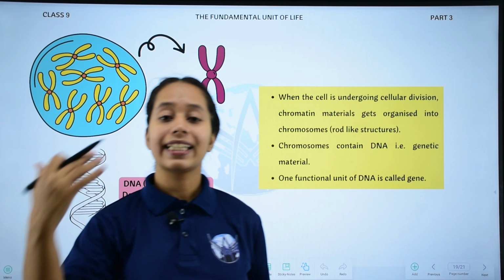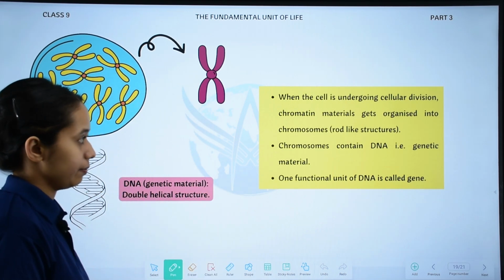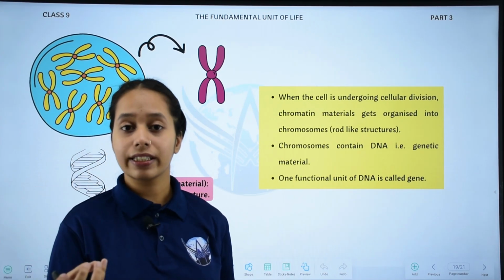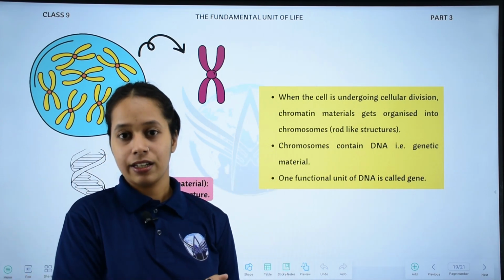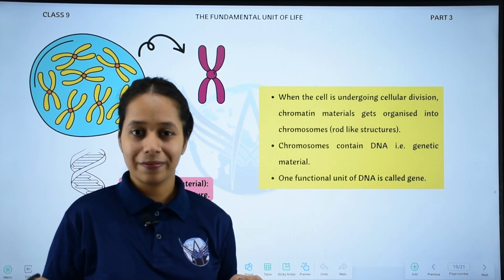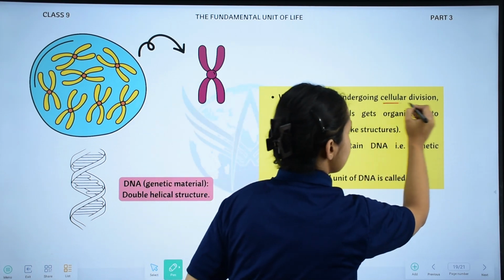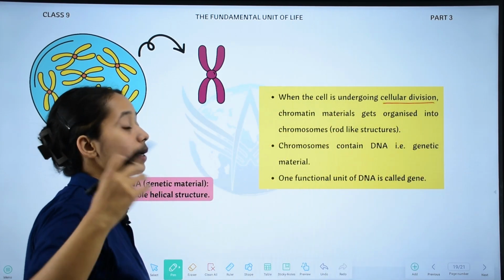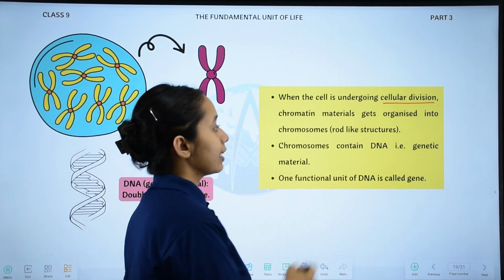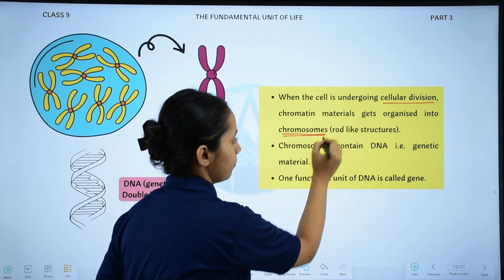So during cell division, during cellular reproduction, we will find that this entangled mass, this chromatin, will get organized to form chromosomes. Let's read this. When the cell is undergoing cellular division, the chromatin material, the entangled mass, those threads, gets organized into chromosomes.